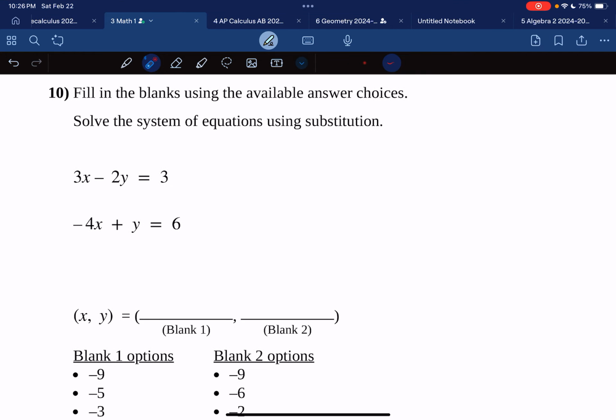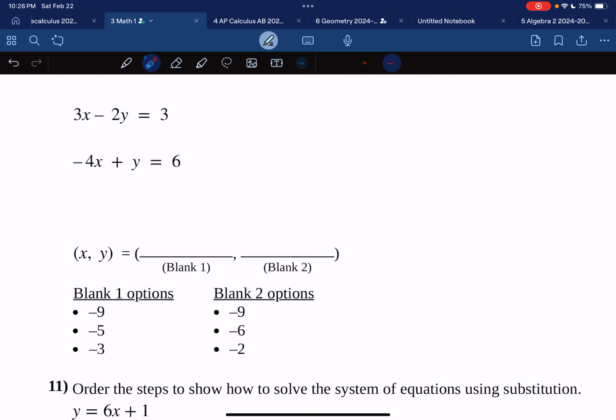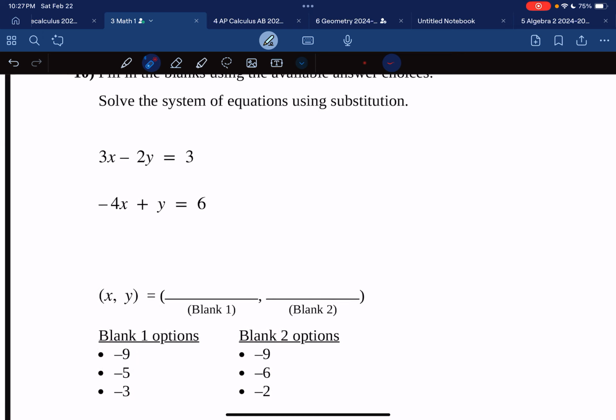All right, number 10. Fill in the blanks. What do we got here? Oh, it just wants an answer. It says, okay, use x right there and then y right there like we normally do. What's the answer? So I know that there's going to be one solution because one of the answers is not infinite solutions or no solutions.